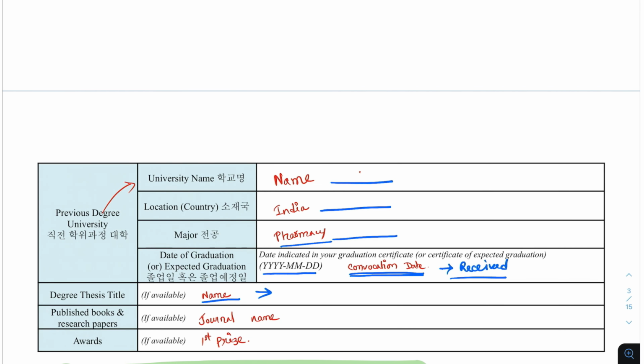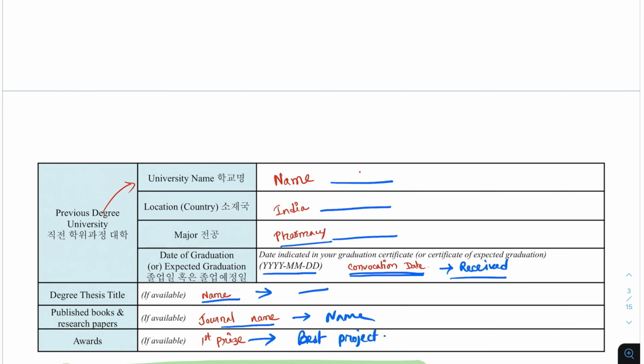If you have any thesis, then you can mention the name, and if you have published in any journal, you can place the name. And then if you have got any prize for this, suppose the best project, you can put the award here.